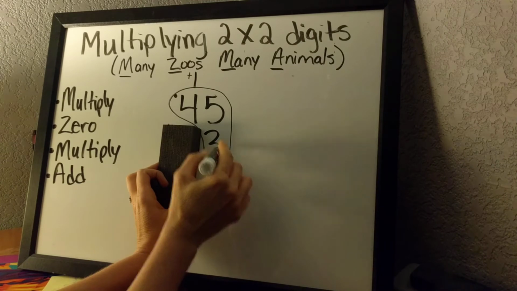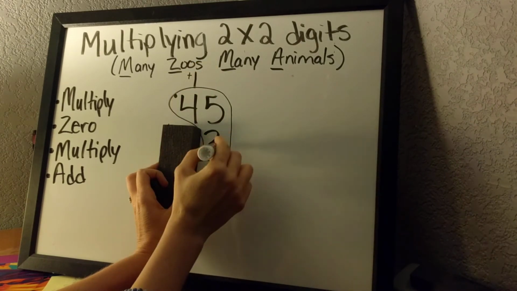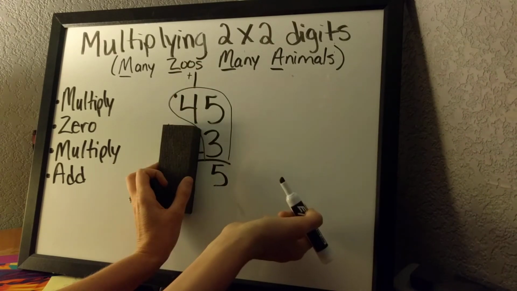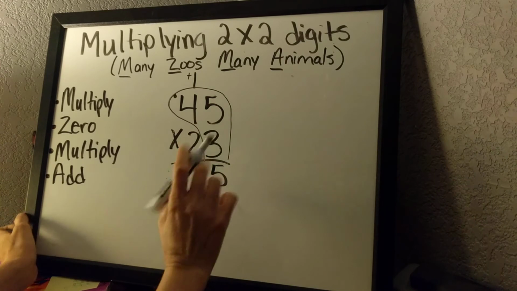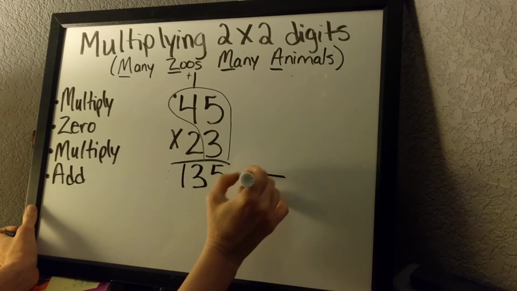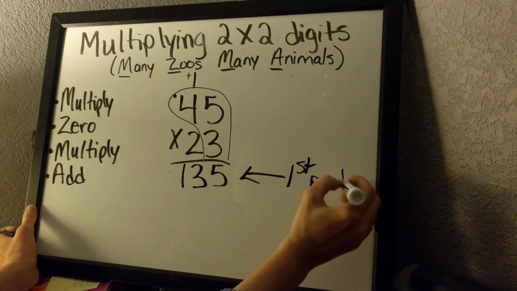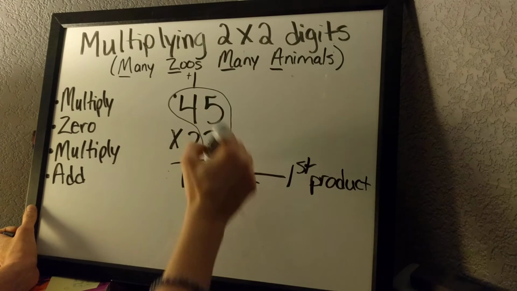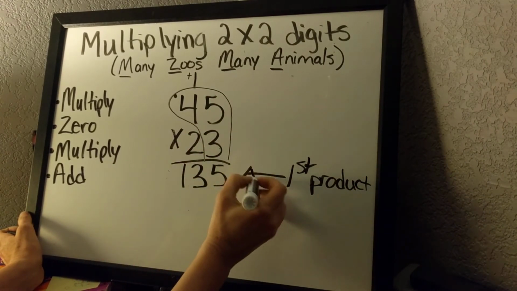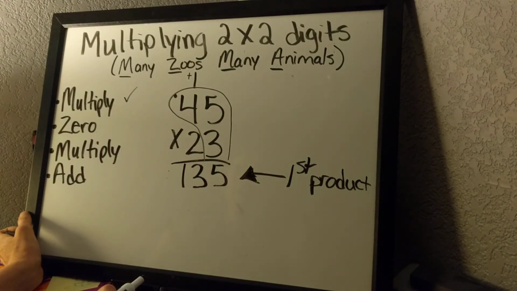Now we're going to multiply this number times our tens place and add any regroups after that. So 3 times 4 is 12. 12 plus 1 is 13. So I'm going to put my 13 here, and I have my first product, my first answer to my 2 by 1 digit multiplication problem. So that's my first product. Okay, so check. I've done my multiplying.